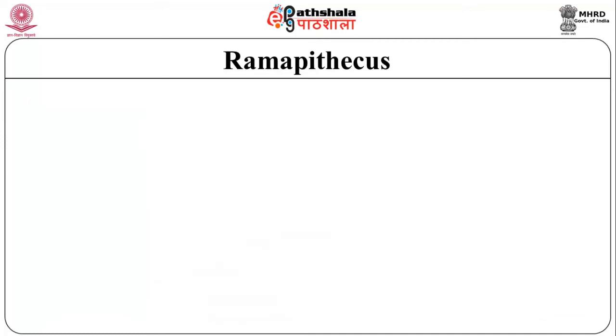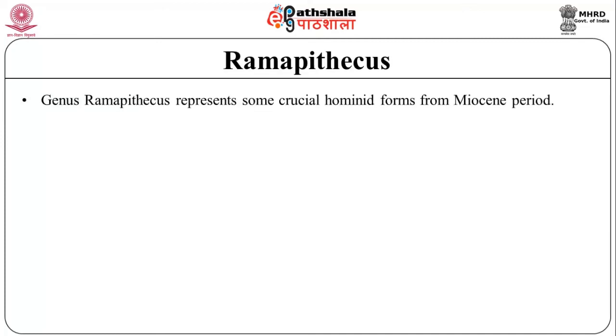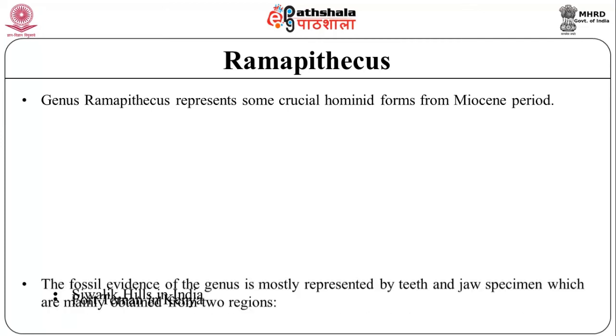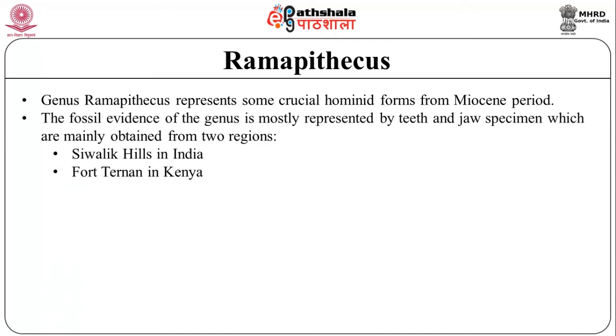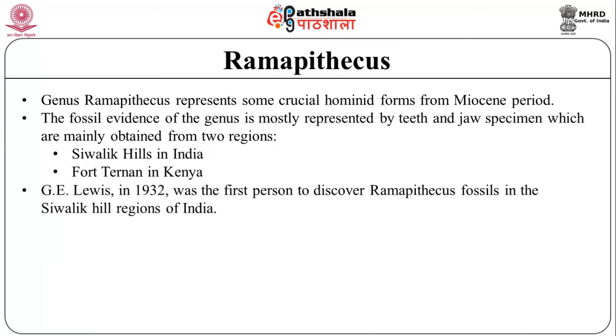Then comes Ramapithecus. Genus Ramapithecus represents some crucial hominid forms from the Miocene period. The fossil evidence of the genus is mostly represented by teeth and jaw specimens, which are mainly obtained from two regions, the Siwalik Hills in India and Fort Ternan in Kenya. G. E. Lewis in 1932 was the first person to discover Ramapithecus fossils in the Siwalik Hill regions of India.